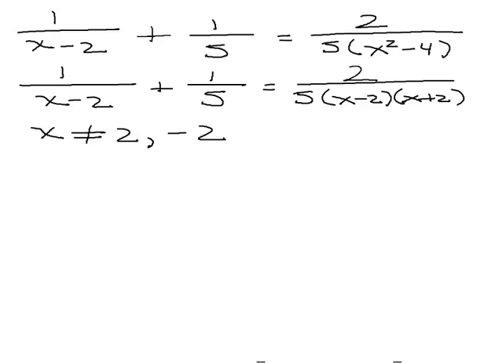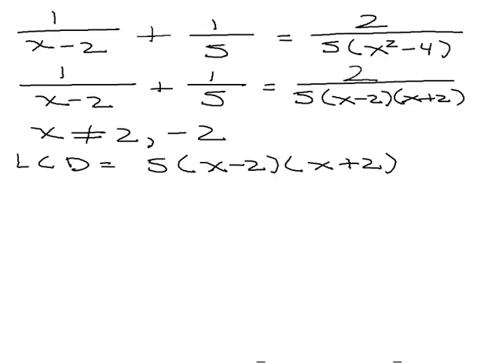And keep in mind that if those values come up as possible solutions later, we need to reject them as being extraneous. Next, we'll determine the lowest common denominator of all the fractions. And by inspection, we can determine that the lowest common denominator will be 5 times the quantity x minus 2 times the quantity x plus 2. And what we'll do now is multiply the equation by that lowest common denominator.